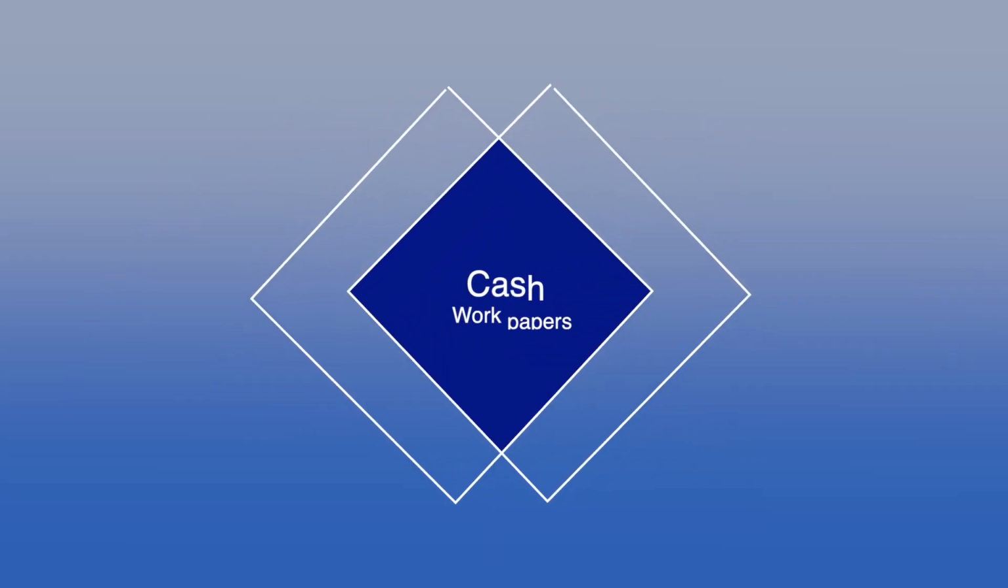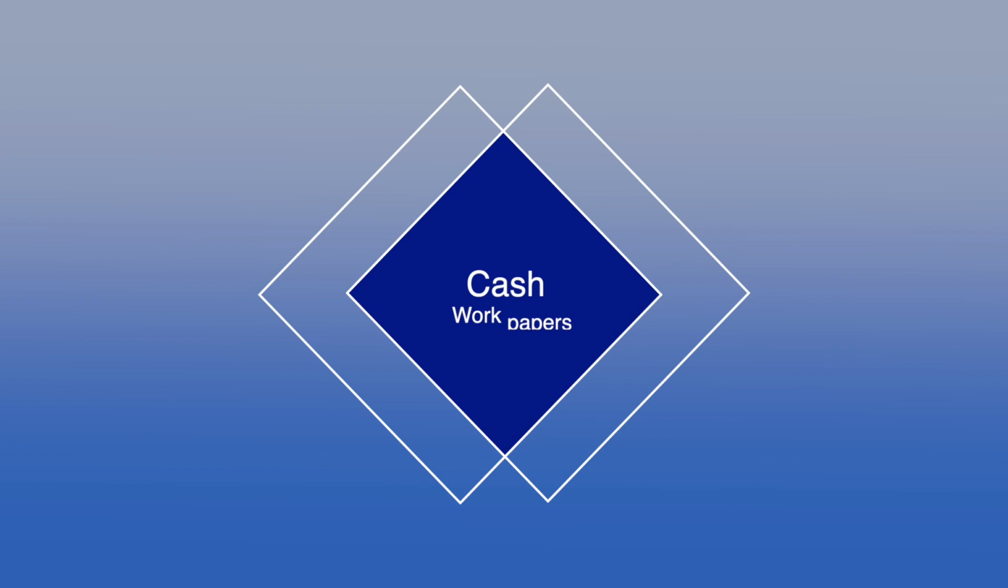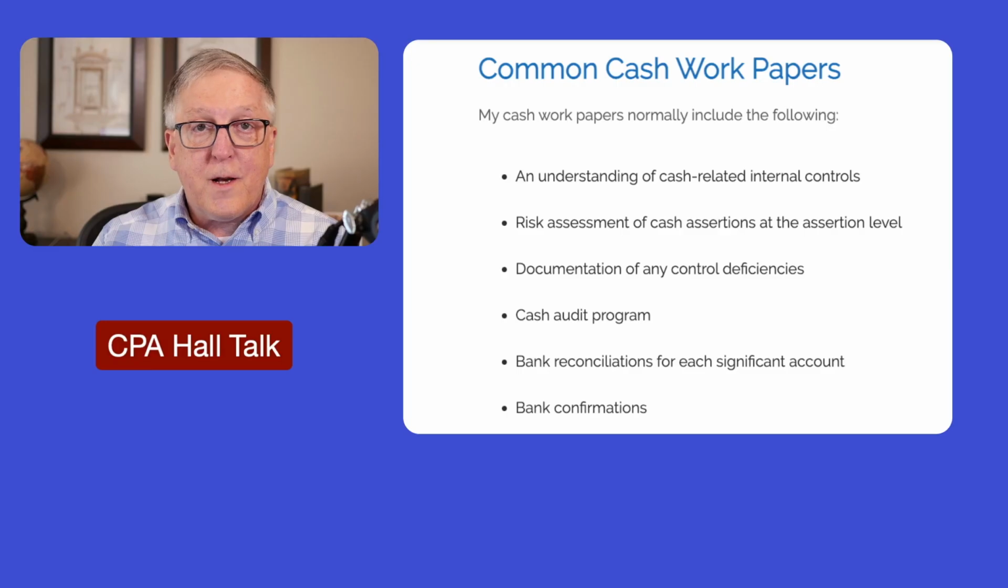So what are the normal cash work papers? If I looked in your audit file, what would I see? The ones that I most commonly see is the understanding of the cash related internal controls. That's that walkthrough. Then the risk assessments for the cash assertions. So we should see cash appearing in the risk assessment summary. We should see those relevant assertions, say existence, accuracy, and cutoff. And then we should see the assessment of the risk of material misstatement in relation to those assertions.